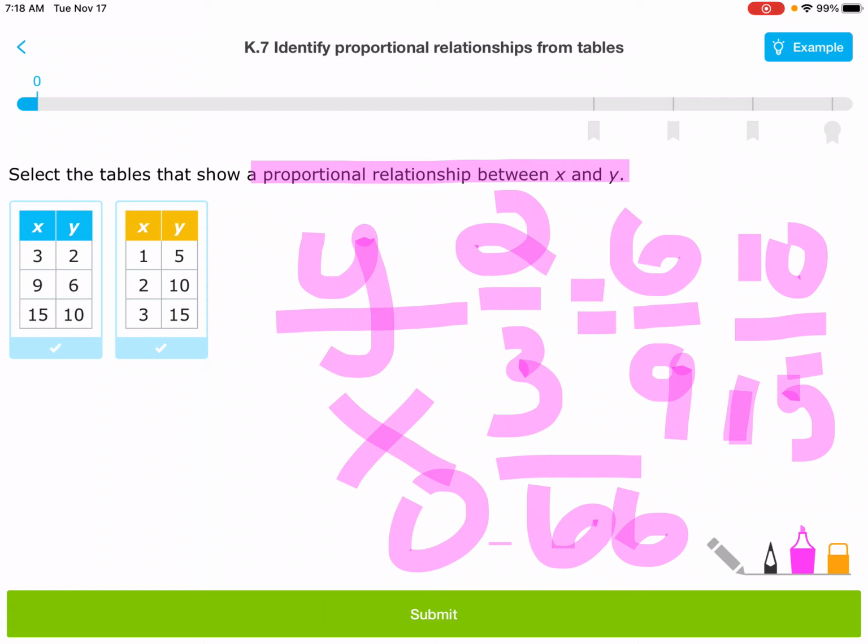Okay, I know that they are proportional. Then I would do the same thing with 10/15. 10 divided by 15, if that gives me 0.66, then that means it is also proportional, okay? You can also look at the fractions and see if they're equal to each other. That will also tell you if they are proportional, okay? So the first table is proportional, and now I'm going to clear my work.